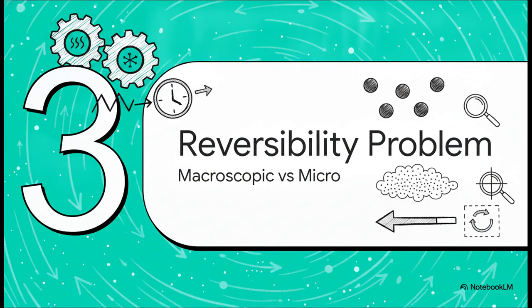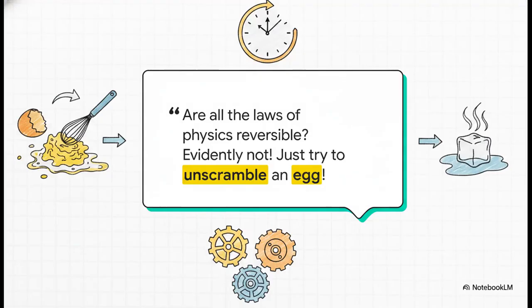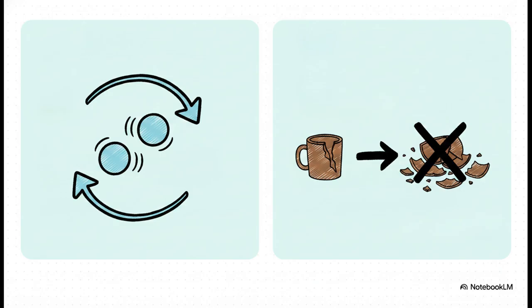Section 3, the reversibility problem. I absolutely love this quote from the text. It asks, are all the laws of physics reversible? Evidently not. Just try to unscramble an egg. It's such a punchy, perfect way to highlight the massive disconnect between neat mathematical theories and the messy, one-way reality of our actual lives.